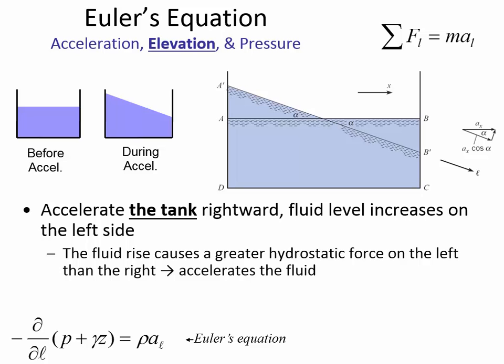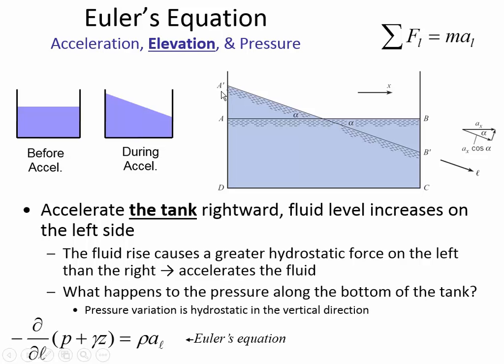Euler's equation describes that because here in the middle of Euler's equation, it's the pressure plus gamma z. And so it's either the pressure that's going to change or the liquid surface level that will be described by z. And in fact, if the z is changing, then the pressure on the bottom is also going to be different. There would be more pressure on the bottom of the tank at D because there's more liquid above it if we're accelerating it to the right.